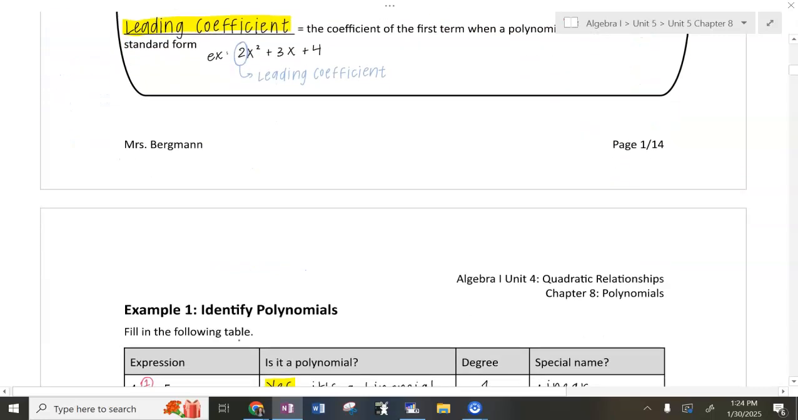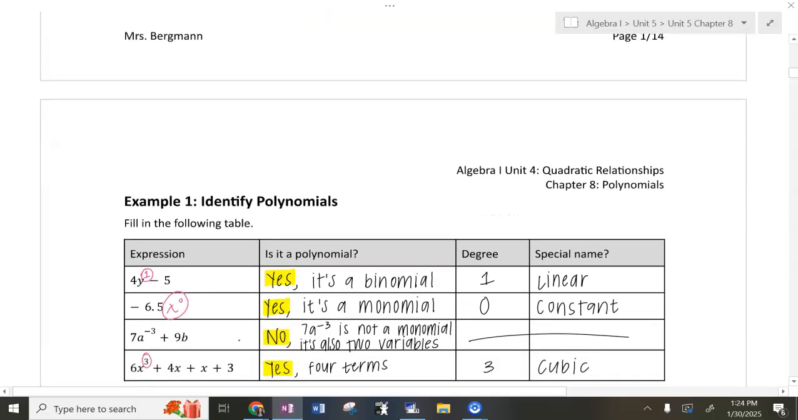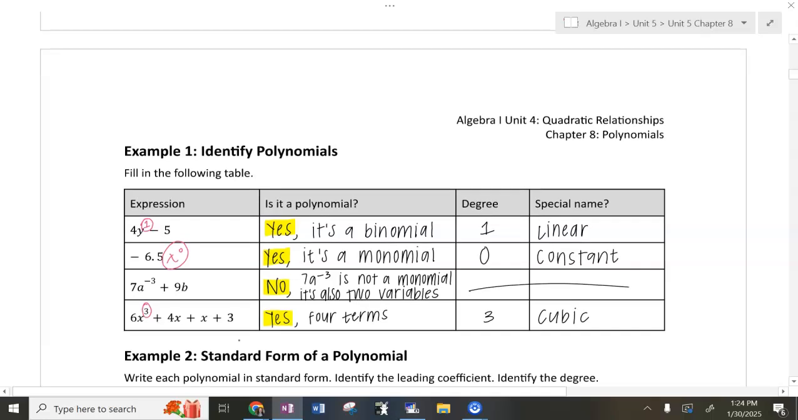Now we're going to take a look at some examples of identifying polynomials. So let's do some together first. We're going to fill in this table. Here are some expressions. We're going to go over, is it a polynomial or not?